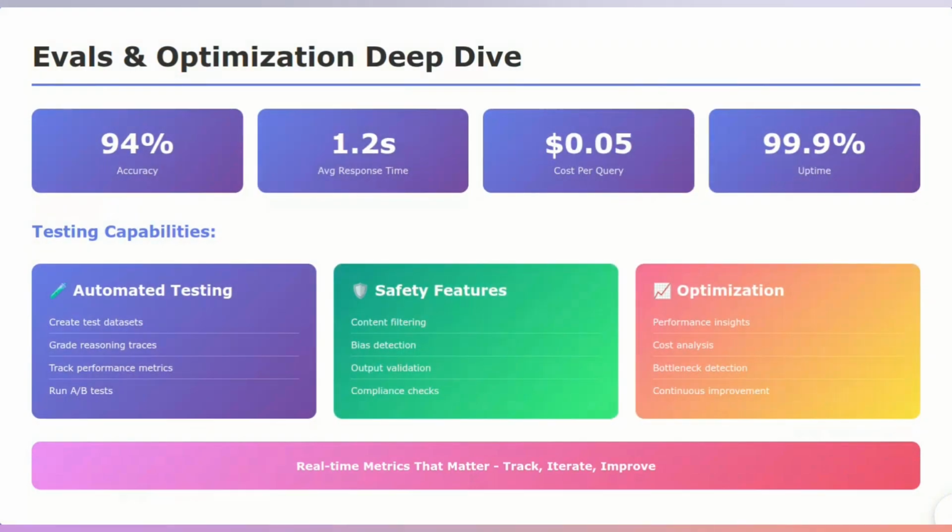Evals and optimization. This is how you ensure your agent actually works reliably in production. You can create test data sets, automatically grade your agent's reasoning traces, track performance metrics, and run A/B tests to compare different approaches.